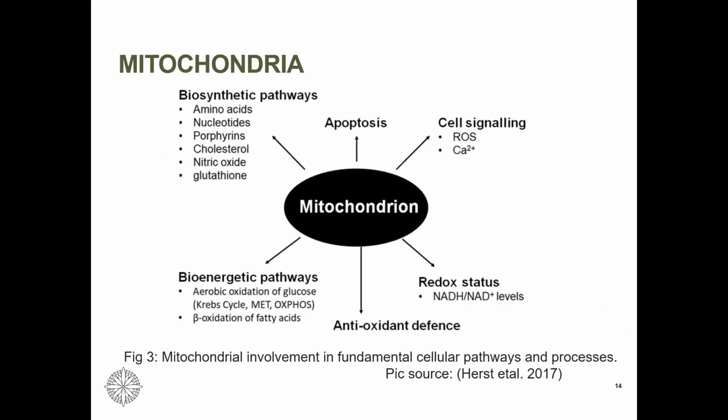This is a summary of how mitochondria are considered central to diverse kinds of pathways. It's not only biosynthetic pathways, but bioenergetic pathways, maintaining a balance between free radicals and antioxidants. It is actually controlling apoptosis. That's a summary of the amazing work that they do.